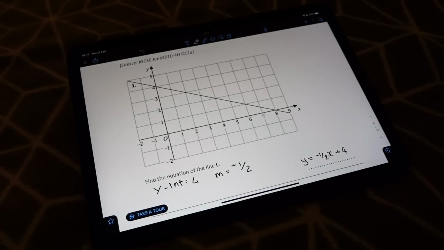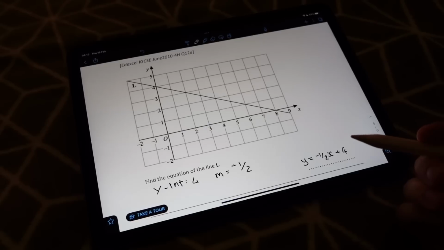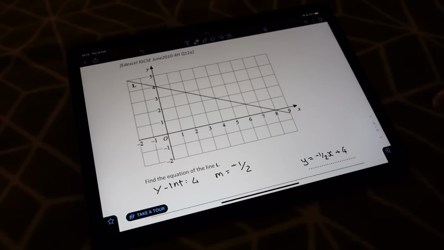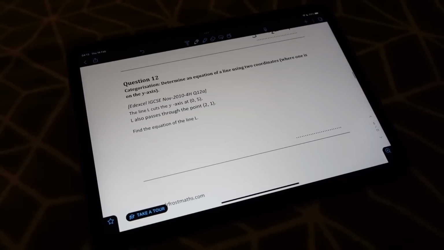So, another thing I like about these questions, and a lot of the time, you can actually check to see if you've done it right. It's the same with simultaneous equations and things like that. If you can ever check you've done something right in maths, always do it. It's always super helpful. What's next with question number 12?